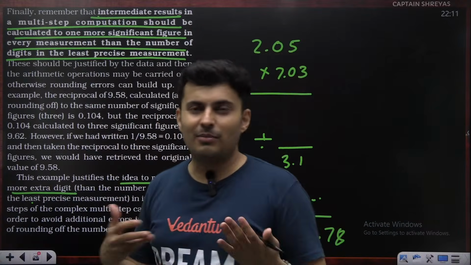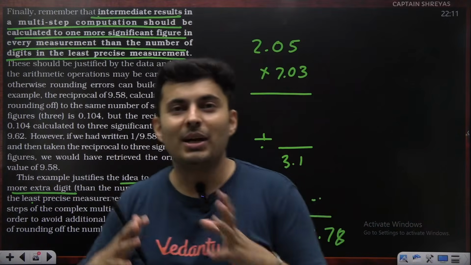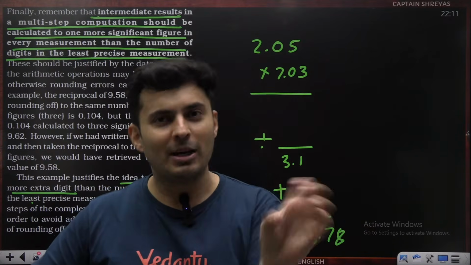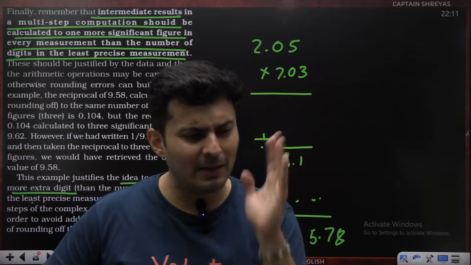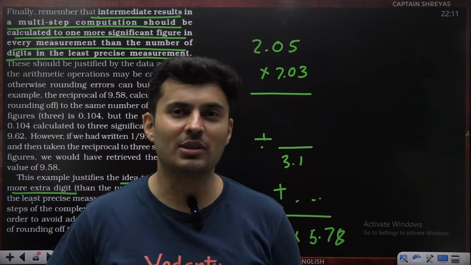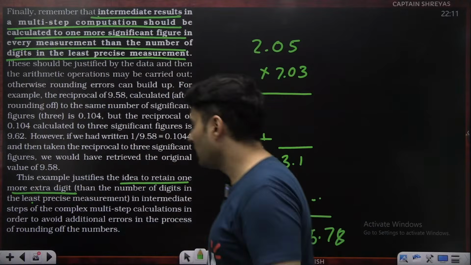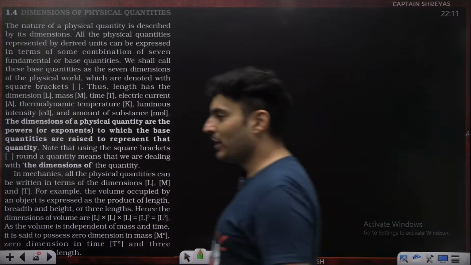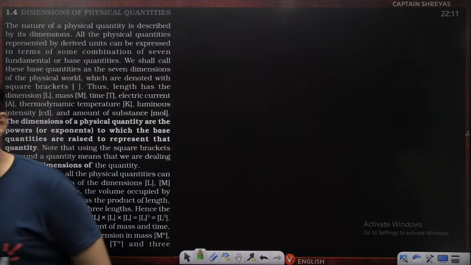When you are multiplying multiple numbers, and every time you multiply you round it off, rather than multiplying and in the end rounding it off, that makes more sense. That is what this paragraph is saying, which I think most of you will be doing. All right, till this point absolutely clear, my dear warriors?